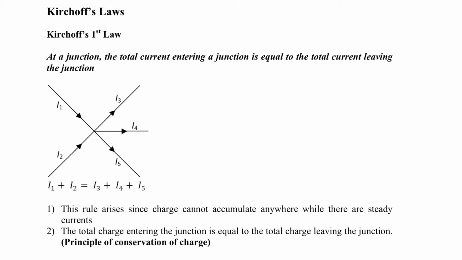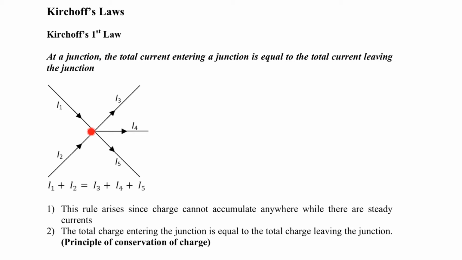So there are two laws that govern the electrical circuit. The first one is called Kirchhoff's first law. The second one is Kirchhoff's second law. Kirchhoff's first law talks about the current in the circuit. It says that at the junction, the total current entering it is equal to the total current leaving it.